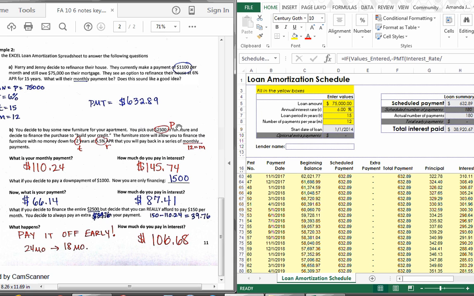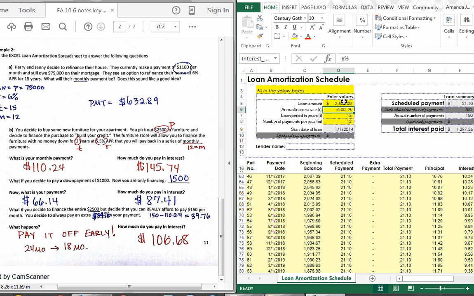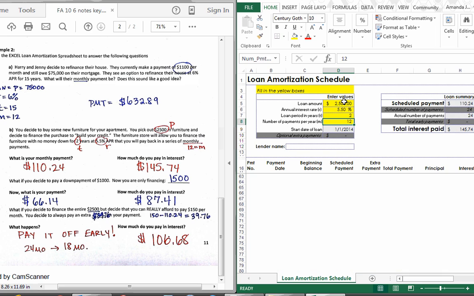So what is your monthly payment? All right, so I'm going to go over to my calculator here. I'm going to finance $2,500. My interest rate, they say, is 5.5%. It is 2 years and monthly payments. Hit enter.